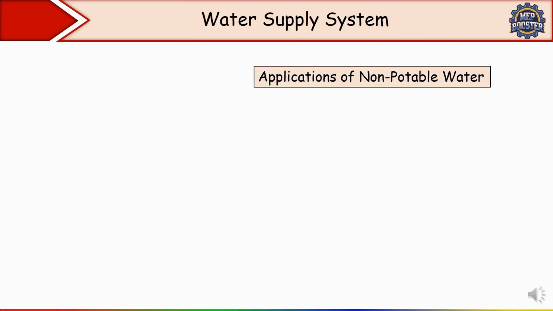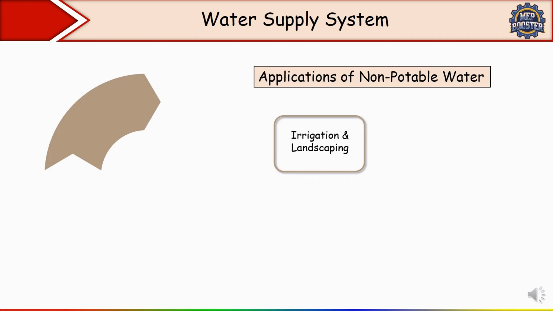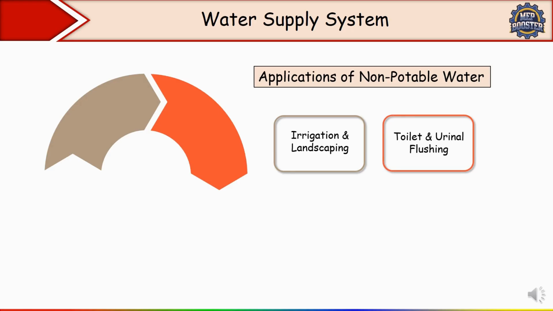Now here the applications of non-potable water are given. We'll discuss that also. The first application is irrigation and landscaping, which reduces demand for potable water, used for watering gardens, public parks, etc. So it requires minimum treatment if sourced from rainwater or grey water. Second, toilet and urinal flushing is another application where we can use non-potable water. As you know, a significant 50% reduction in potable water usage in commercial buildings. So it requires a dedicated piping system with backflow prevention.